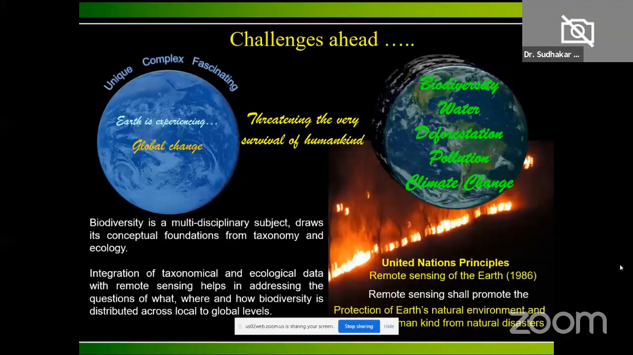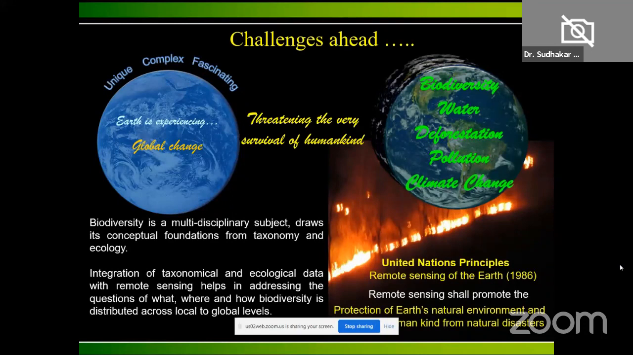So the integration of taxonomical data, ecological data, and remote sensing helps in addressing various questions related to biodiversity: what, where, and how biodiversity is distributed, and how it is changing across time. In 1986 itself, the United Nations identified the role of remote sensing in conservation of the environment. It should protect the Earth's natural environment, and it should protect mankind from natural disasters.